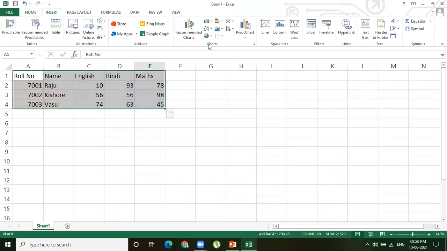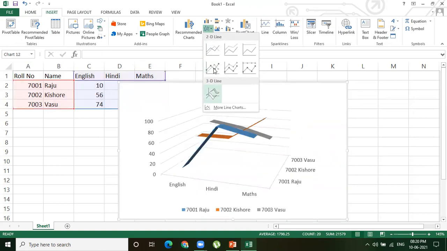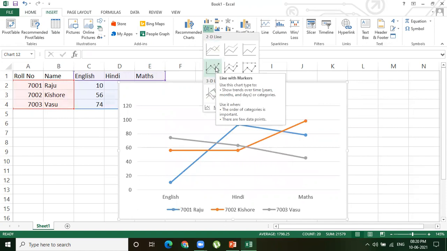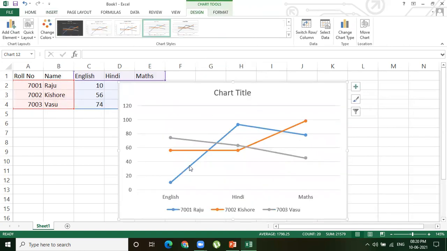Next one, line chart. You see here 2D line chart, 3D line chart, right? So let's check one line chart. You see here, as per the given data, the dots are representing the trends. We can call it trends. The trends display over a period of time. Over a period of time means as per the given values.